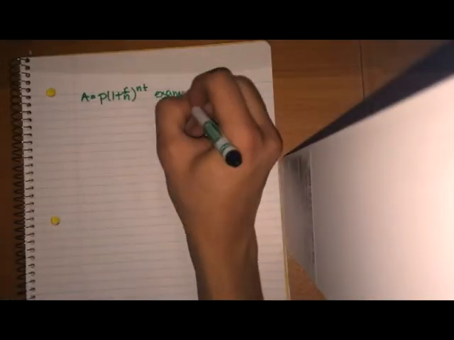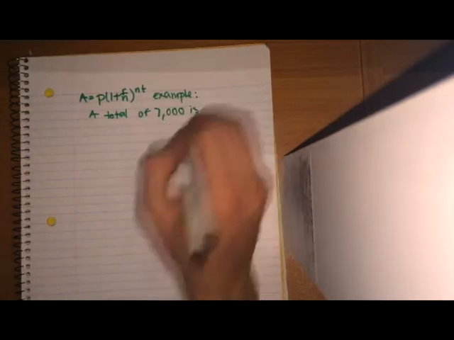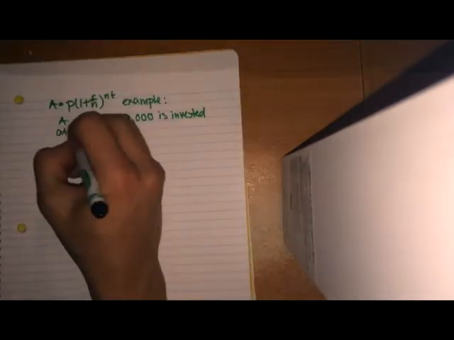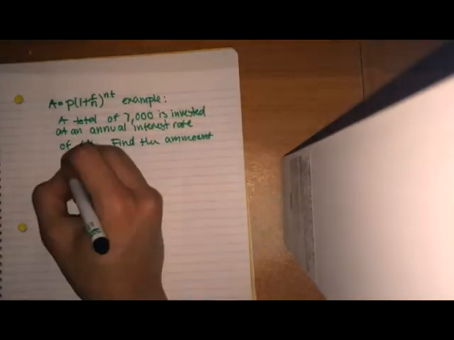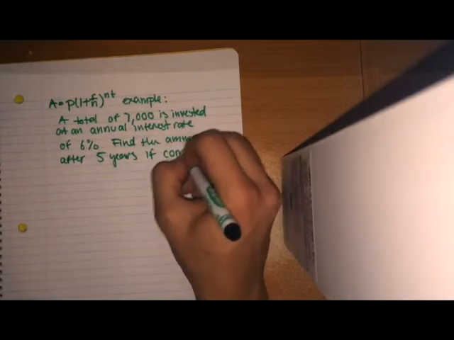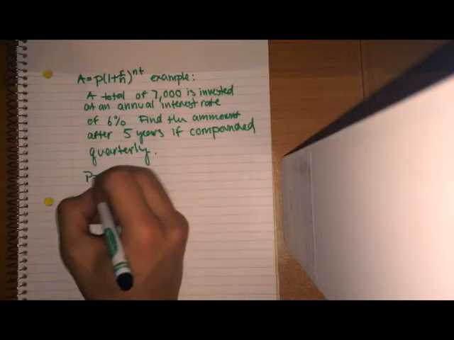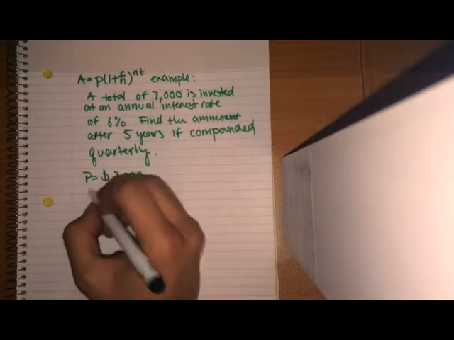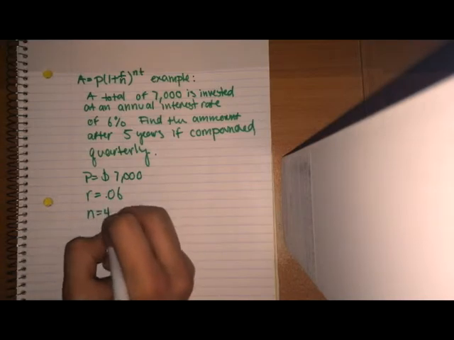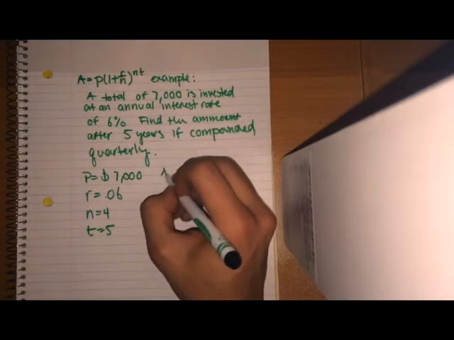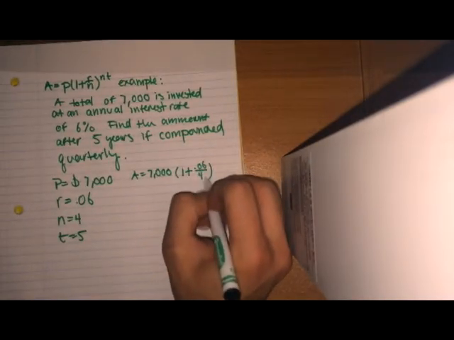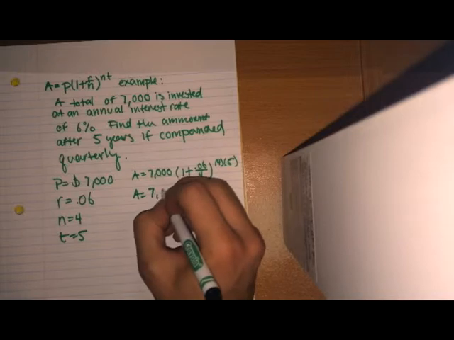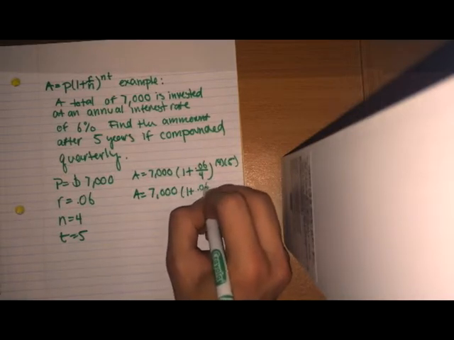Now I will show you an example using the first formula. A equals P times (1 plus R over n) to the power of nt. A total of $7,000 is invested at an annual interest rate of 6%. Find the amount after 5 years if compounded quarterly. P is equal to 7,000, R is equal to 0.06, n is equal to 4, t is equal to 5. A is equal to 7,000 times (1 plus 0.06 over 4) to the power of 4 times 5. A is equal to 7,000 times (1 plus 0.06 over 4) to the power of 20.